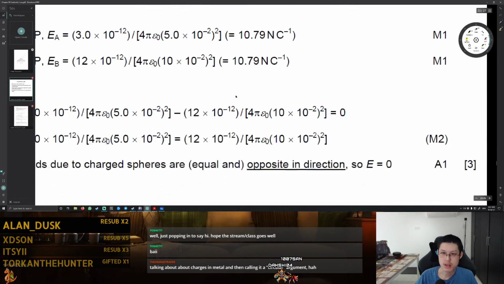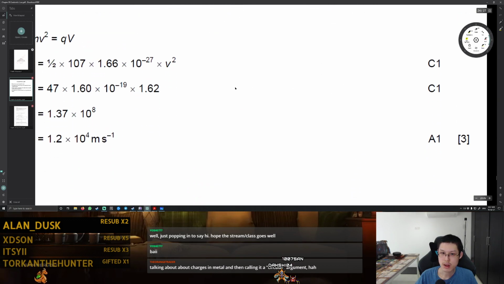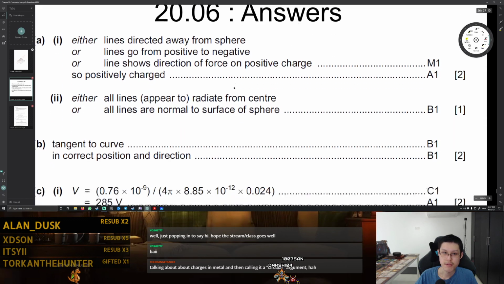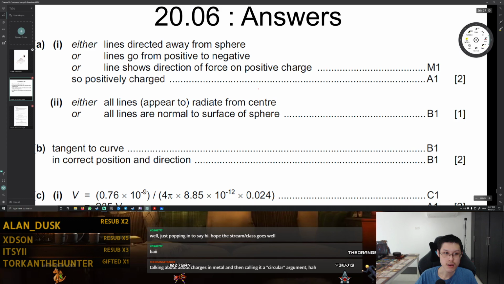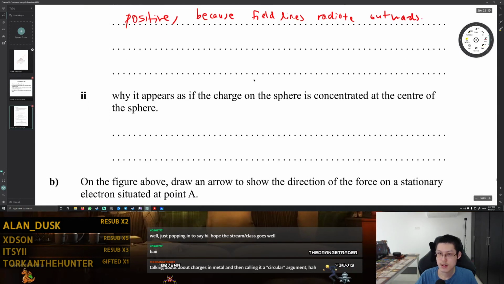So let me just scroll down. Okay. So you say all lines appear to radiate from the center, or you can say all lines are normal to the surface of the sphere. Right, so one of those two things.